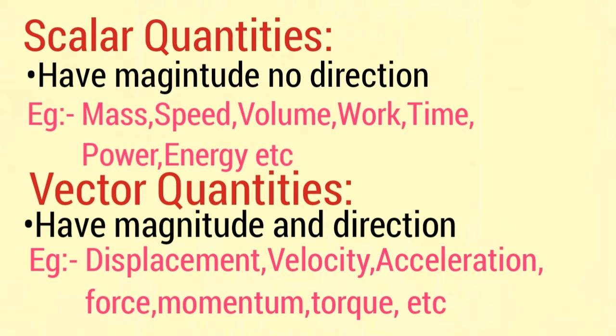Vector quantities. Physical quantities which have both magnitude and direction, and also obey triangle law, are called vector quantities. Examples: displacement, velocity, acceleration, force, momentum, torque, etc. Electric current also has a direction, but it is a scalar quantity. Why? It does not obey triangle law. So vector quantities obey triangle law. Remember that, okay?